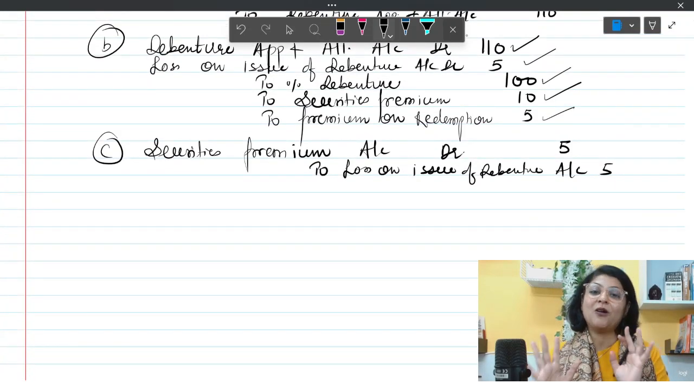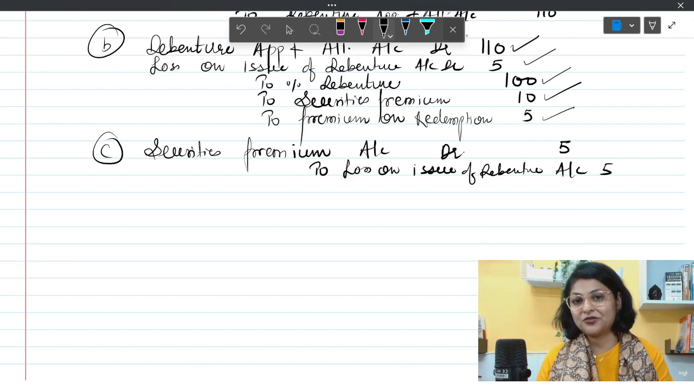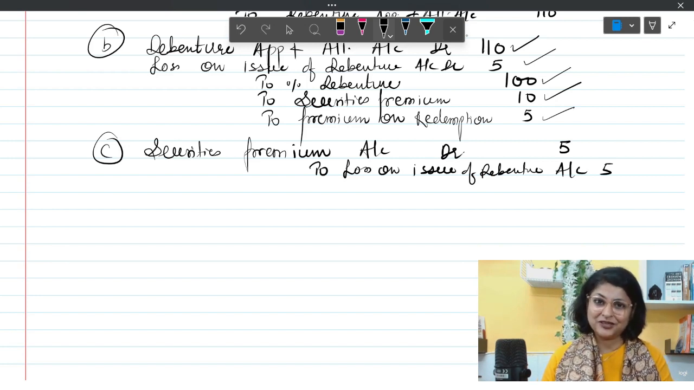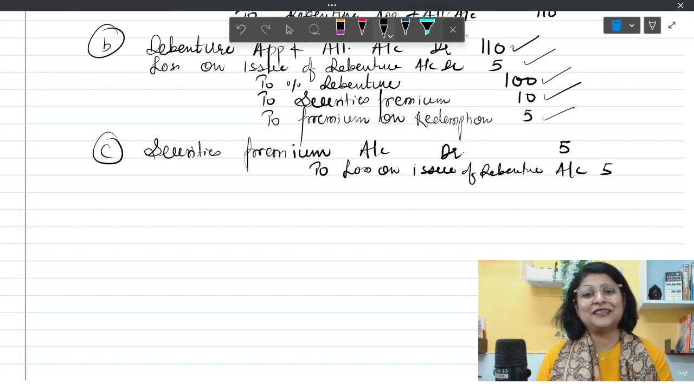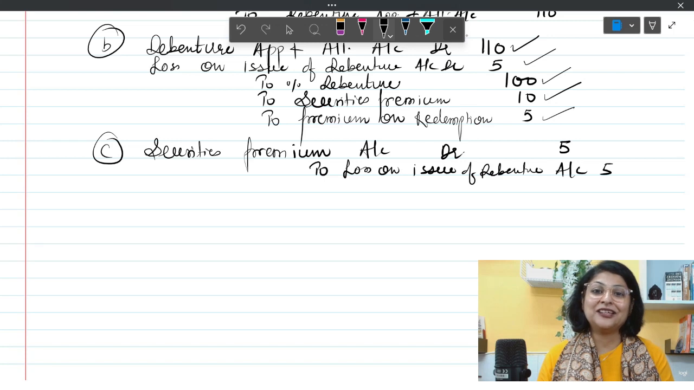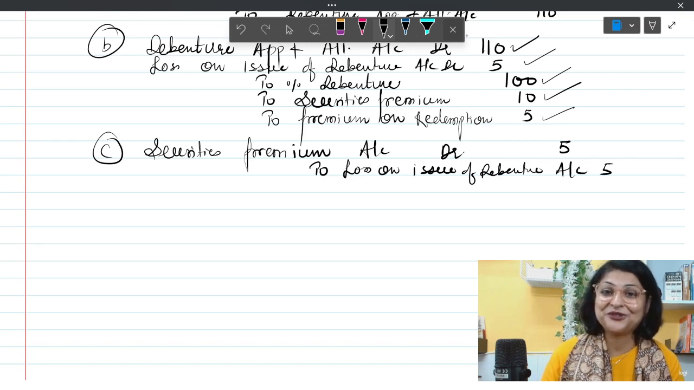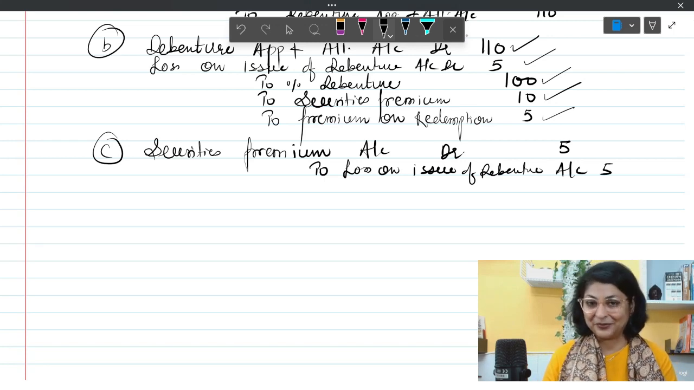So these are all 6 cases. You must have thought why ma'am did not write any entry related to redemption of debenture at discount. Practically it is not possible because none of the debenture holders would be ready to buy the debenture at 100 rupees and to get 95 rupees from the company. That is why those kind of cases are not there.